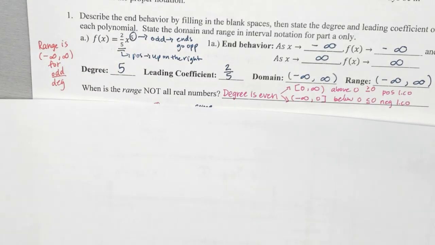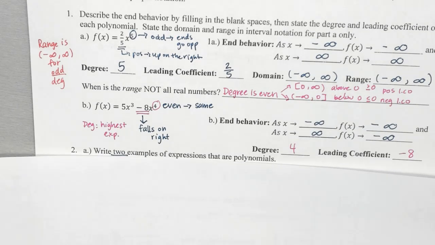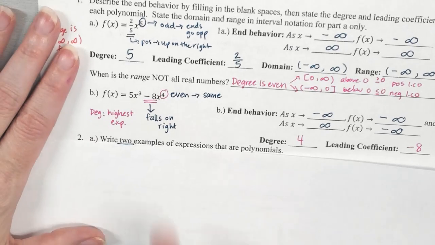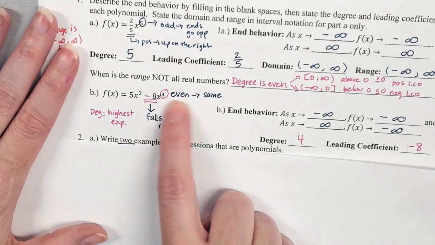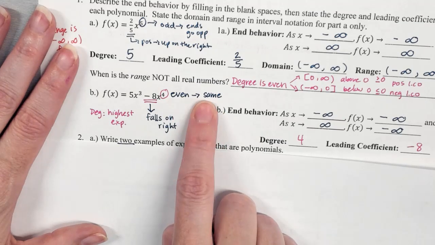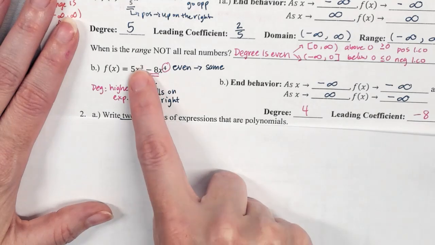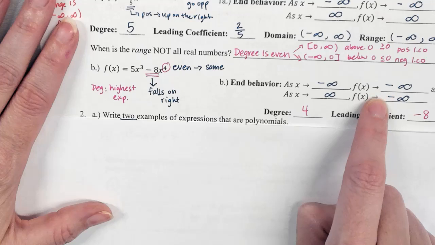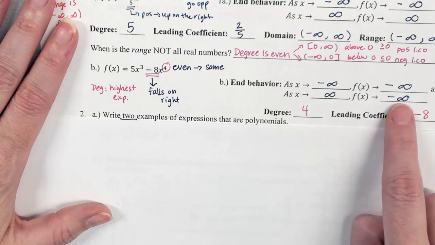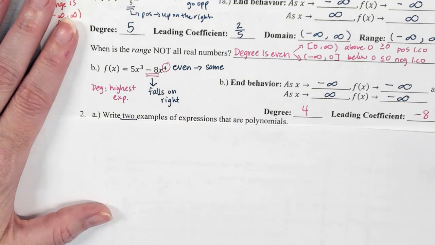Okay? And then for part B, your degree was even, so this was not written in standard form. Your degree is always the highest exponent. If it's even, you know f of x is going to the same place. And then because this is a negative leading coefficient, we know they're both going down on the left and the right. The negative tells you that you're going down on the right because they're the same. It's going to go down on the left as well.